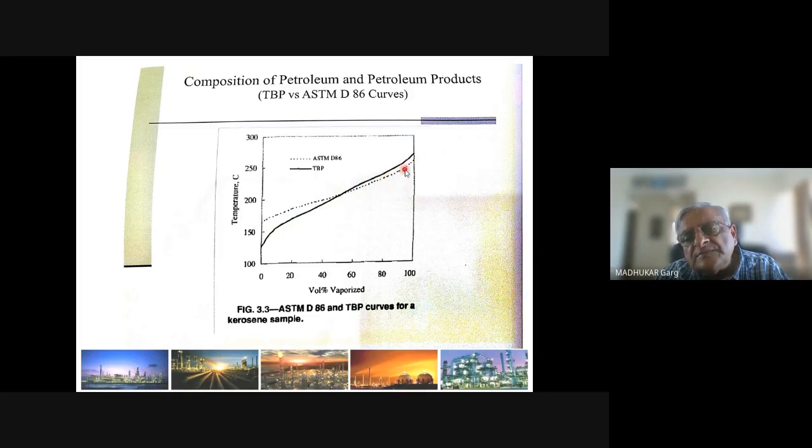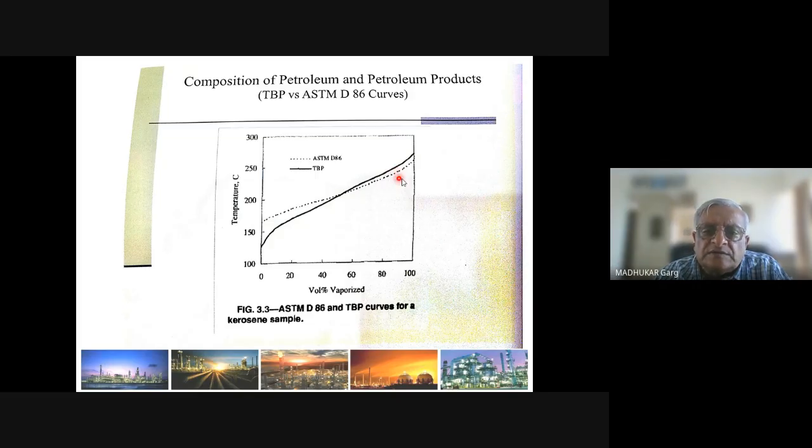Here, what actually happens is that as you distill more and more, it might take the light material also out of the pot still. While in TBP, if it comes out, then it gets washed down by reflux, and also it gets fractionated by the large number of theoretical stages.